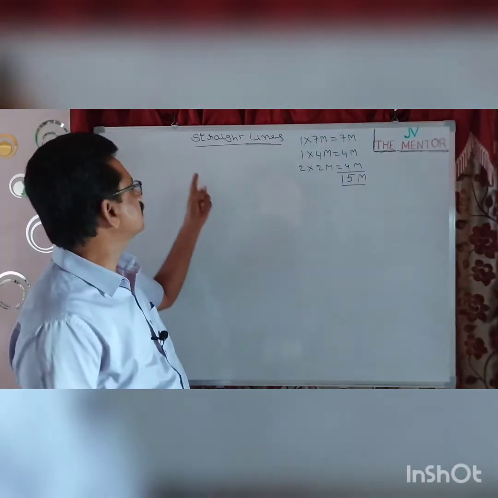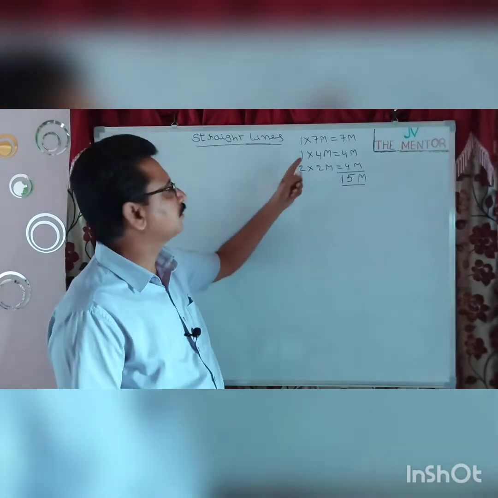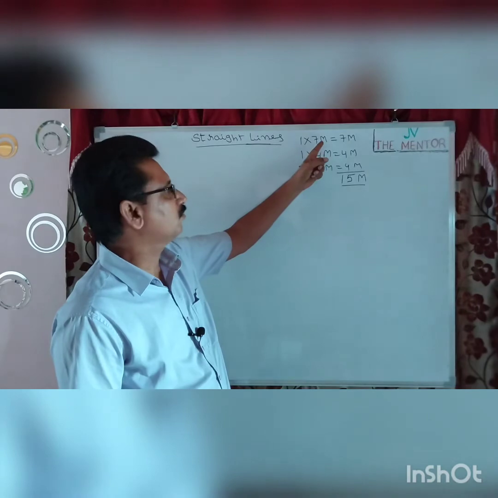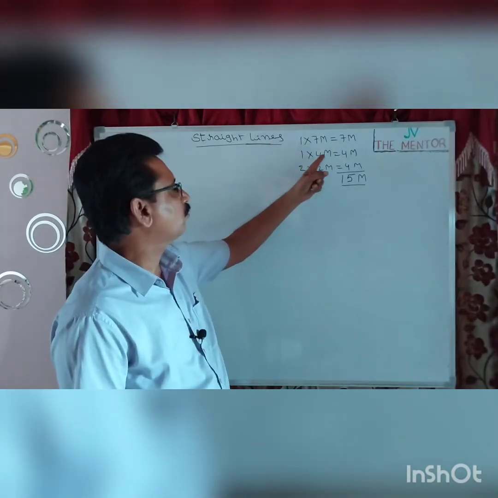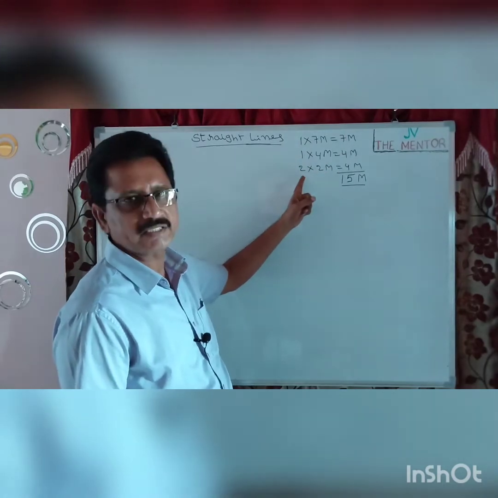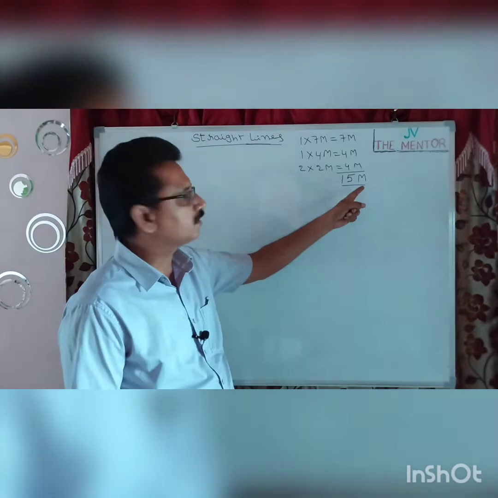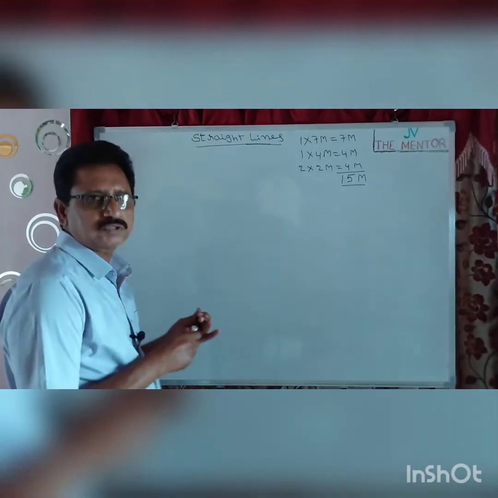Today our topic is straight lines, the weightage of marks. One long answer, 1 into 7 marks, that is 7 marks. One essay type question, 1 into 4 marks, 4 marks. Two VSA type questions, 2 into 2 marks, 4 marks. Total weightage of marks from this topic is 15 marks. Now, first concept.